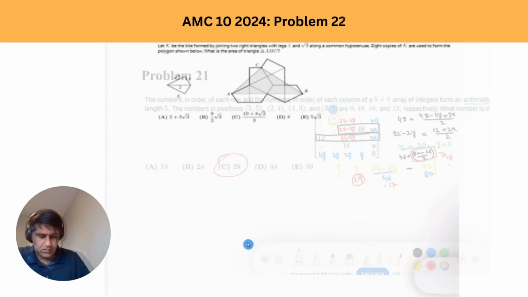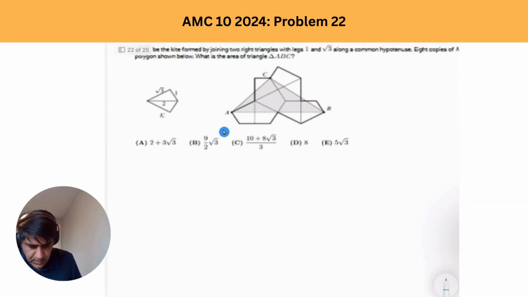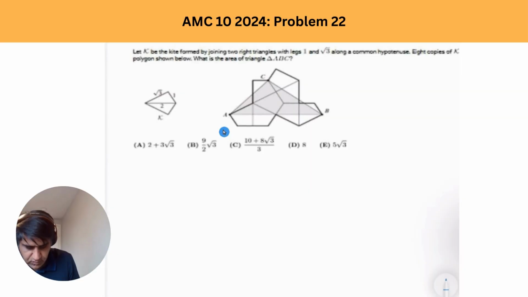So now let's look at problem 22, where we are given: let K be the kite formed by joining two right triangles with legs 1 and square root 3 along a common hypotenuse. 8 copies of K are used to form the polygon shown below. What is the area of triangle ABC? So we are given a kite here, and all the dimensions are given as well. And this polygon is made from 8 kites, right?